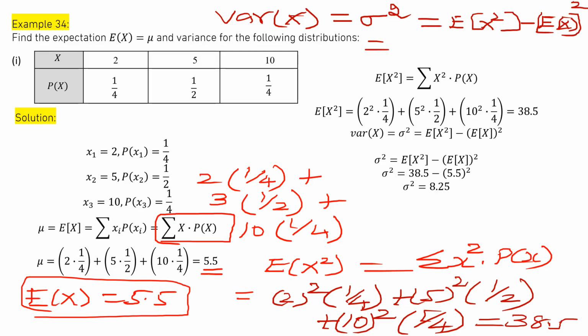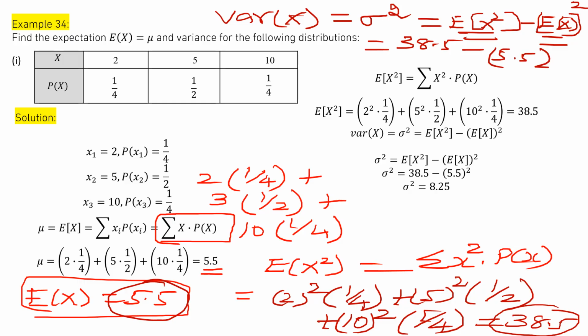Okay, so that is equal to, what is E of x squared? This value, 38.5, minus E of x. What is E of x value? 5.5. So minus 5.5. Remember, this value you have to make squared. Okay, so you will get this thing. If you simplify, you will get 8.25. So the variance value is equal to 8.25.